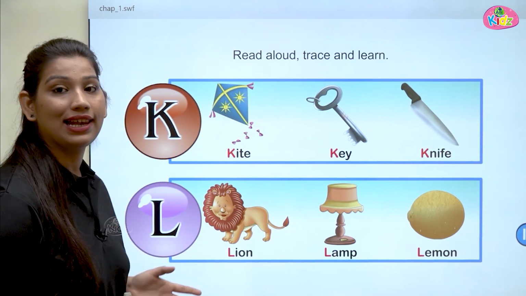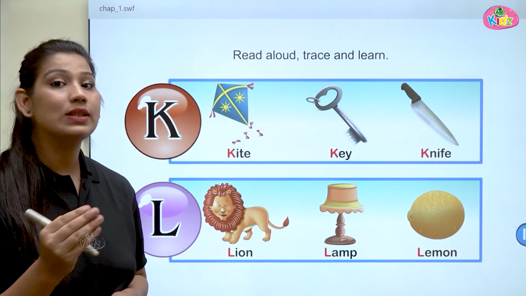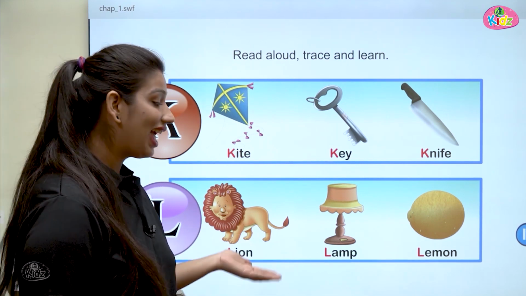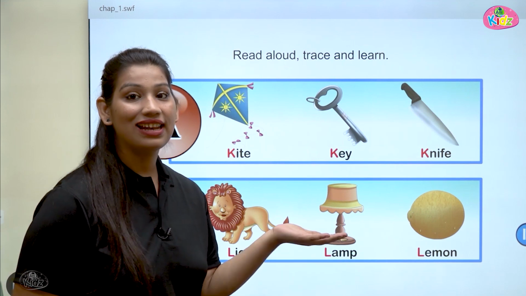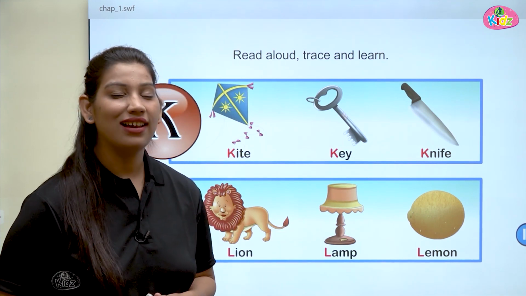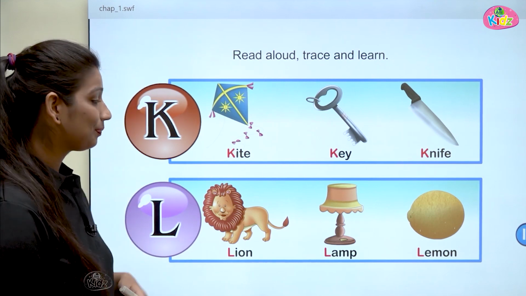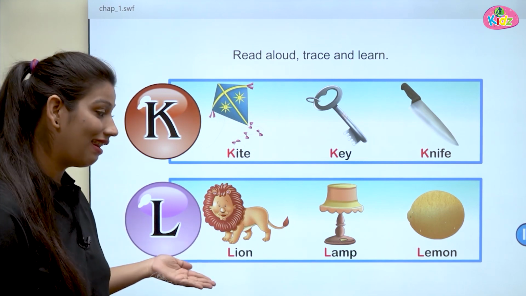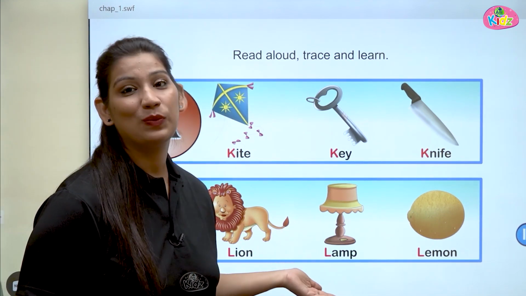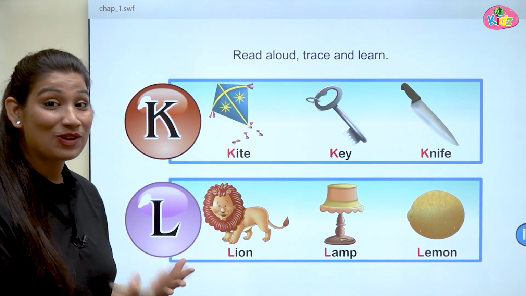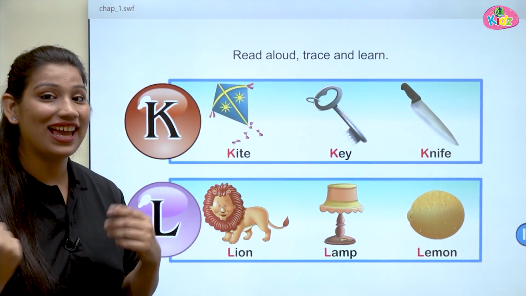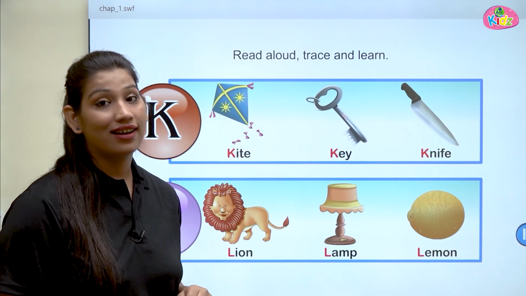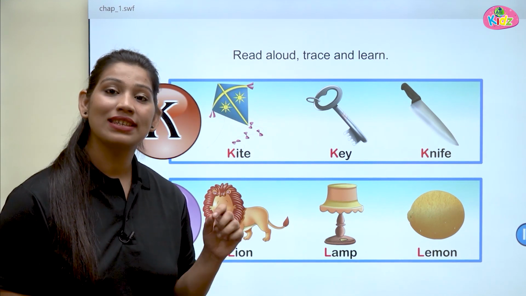This is letter L. L sounds L. L, lion. L, lamp. L, lemon, which tastes sour. This is the wild animal and the king of the forest, lion. And this is lamp, which gives us light. Light is also with L. L, light. L, lamp. L, lion. L, lemon.